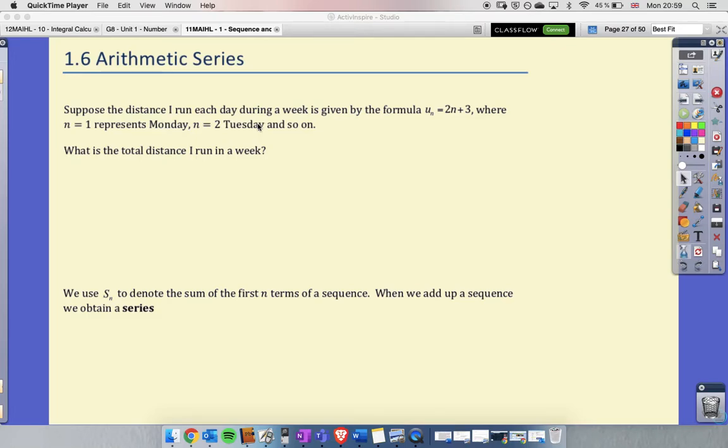Hello grade 11s, you're going to be learning about arithmetic series today. There's a starter question at the top of page 18 which I'm hoping you've already taken a look at.